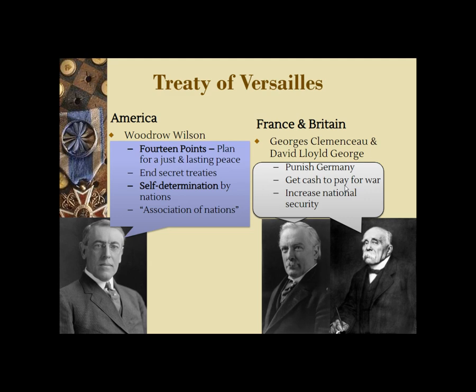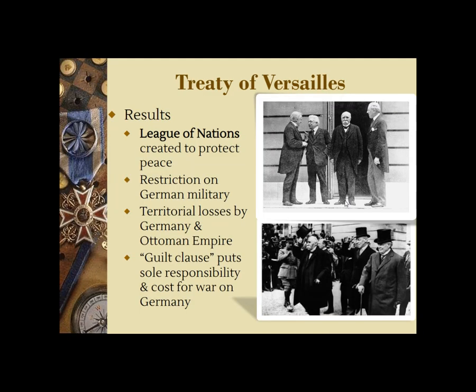So remember I said this war is a little different. It's coming to people's backyards. So it's really coming into their homes. And so there's a lot of damage in France and Great Britain. And they want reparations to pay for the war, to pay for the money that they had invested in the war. And they want to increase national security, which really means they want to weaken Germany so Germany cannot rise up against either of them again.